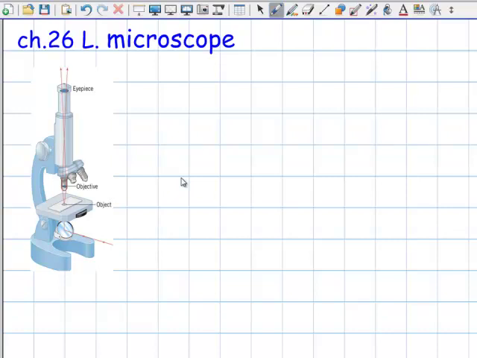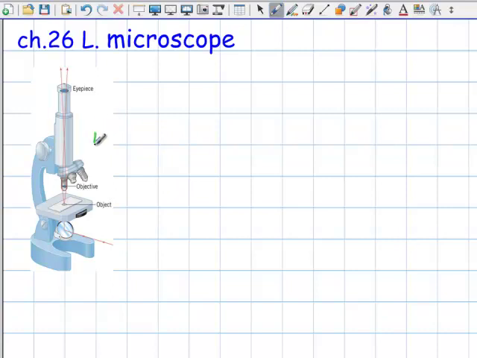For this problem it says, on a compound microscope the focal length of the objective is 3.50 centimeters and that of the eyepiece is 6.50 centimeters. The distance between the lenses is 26.0 centimeters, so I'm just going to write this on here.